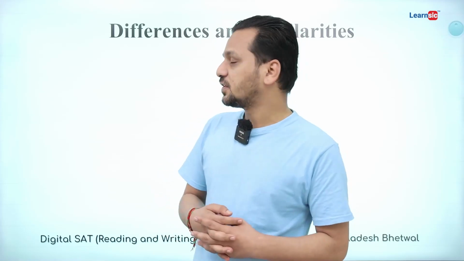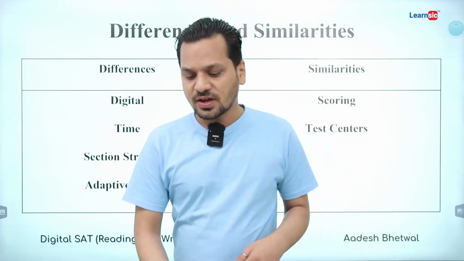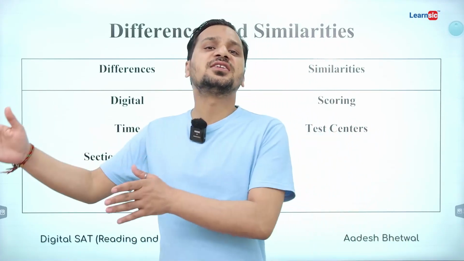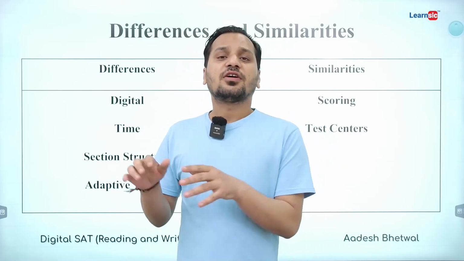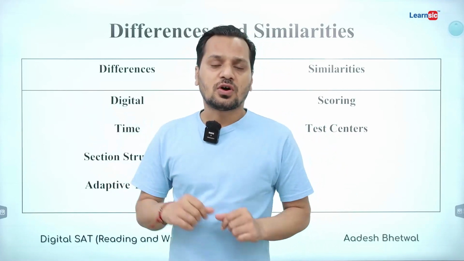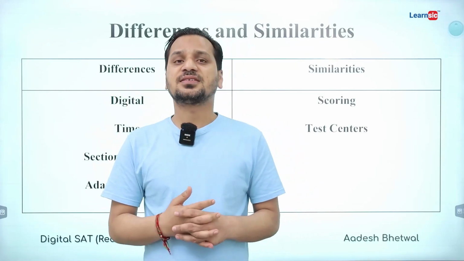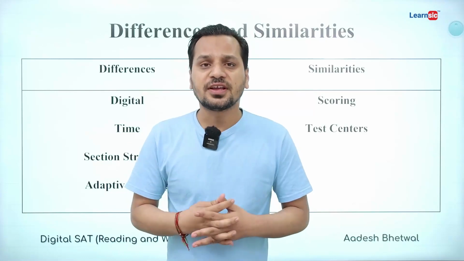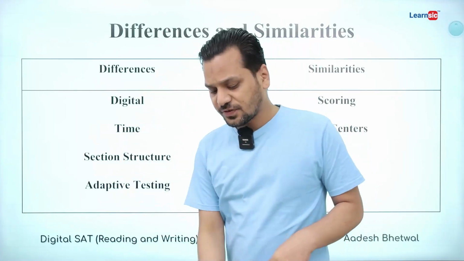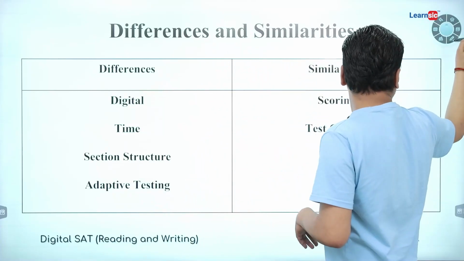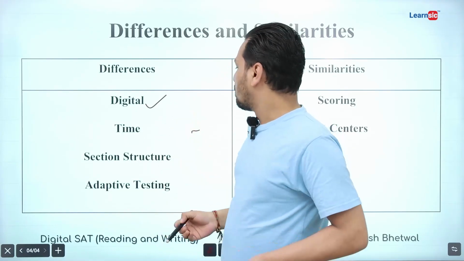So the first difference is, you can see, the test has totally gone digital. That means you must sit on a computer and type out your answers, or you have to choose your answers. Particularly in SAT, you have to choose your answer by sitting on a computer. You are not allowed to write anything. So you can see there is a difference in the digital mode of taking the test.